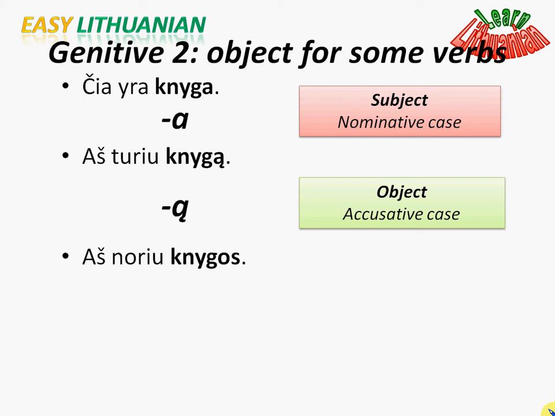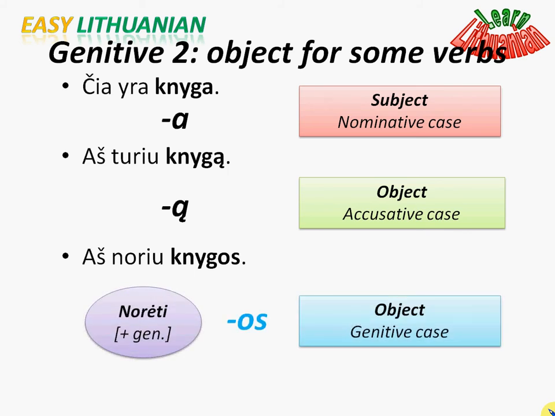And: aš noriu knygos. I want a book. Now, aš noriu knygą, there is no such variant. You have to change the object of this verb, noriu, norėti, to genitive case, because this verb always requires genitive case. Always. It's such a verb that requires a different case, not accusative but genitive, and the ending changes to the genitive ending, and that's it.